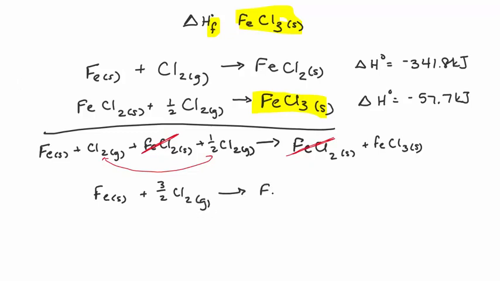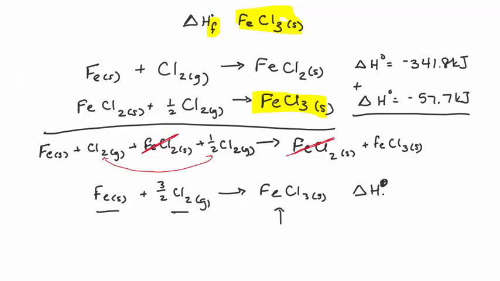react to form FeCl3 solid. So here we have a formation reaction. This is a synthesis reaction where we have the atoms in their most stable, or elemental state, reacting to form a compound. So when we add chemical reactions like that, we're going to add the delta H as well.